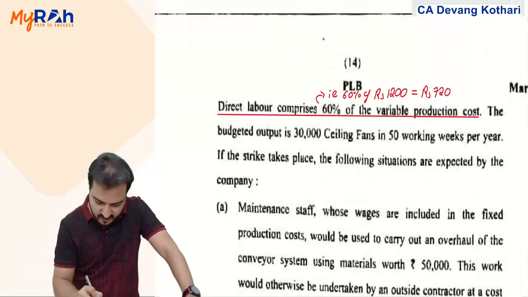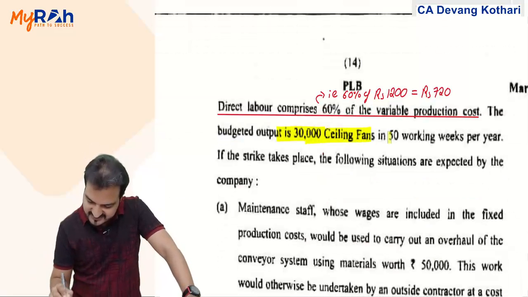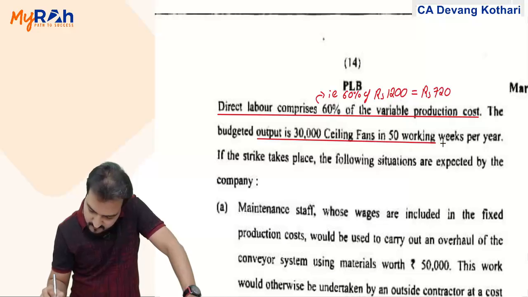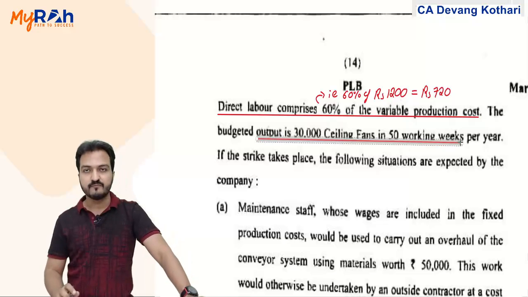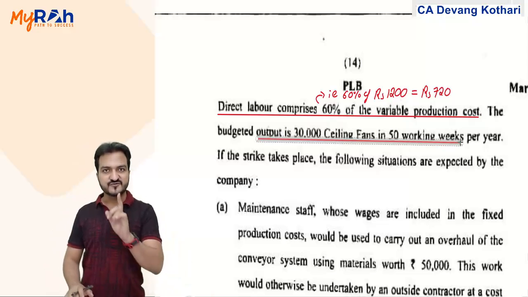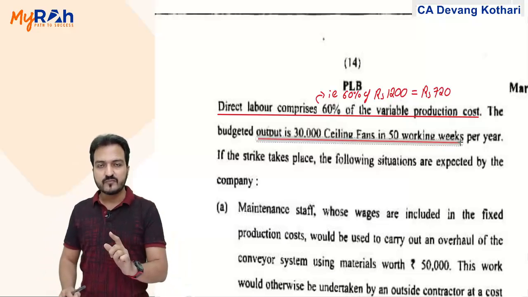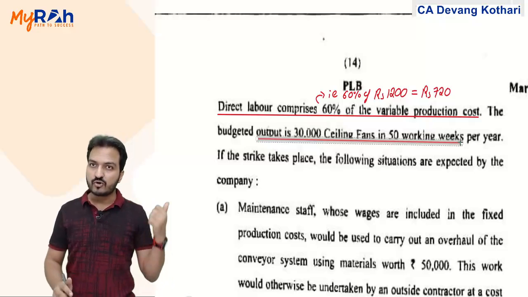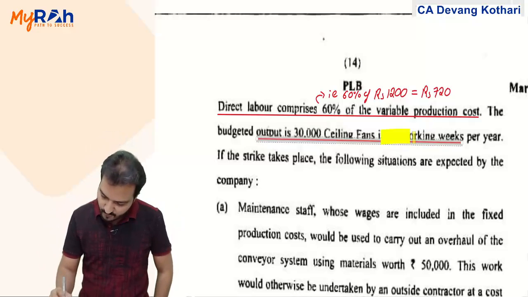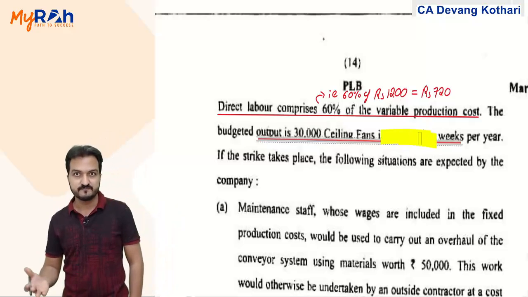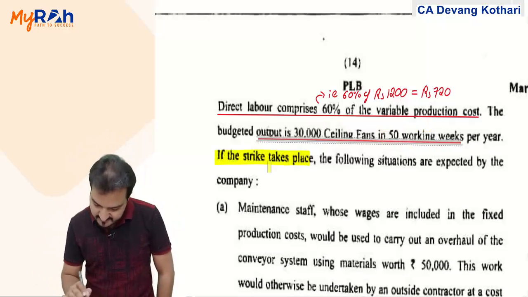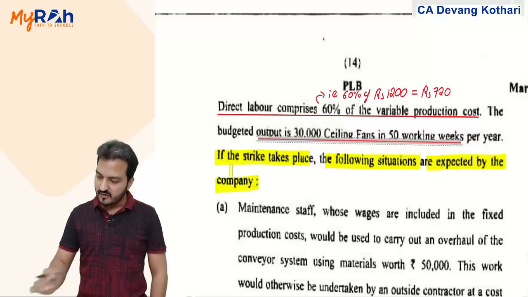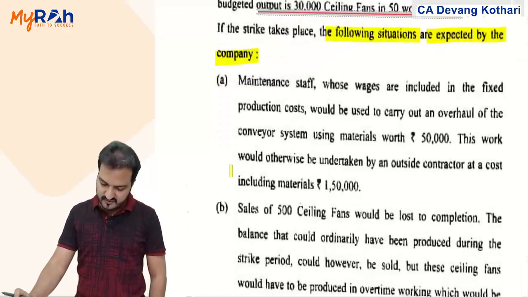Further, the budgeted output is 30,000 units in 50 working weeks per year. This is your budgeted output. But if strike will happen, then 4 weeks your workers are not working. So out of 50 week production, 4 week production you will lose. If strike takes place, then following situations are expected by the company.